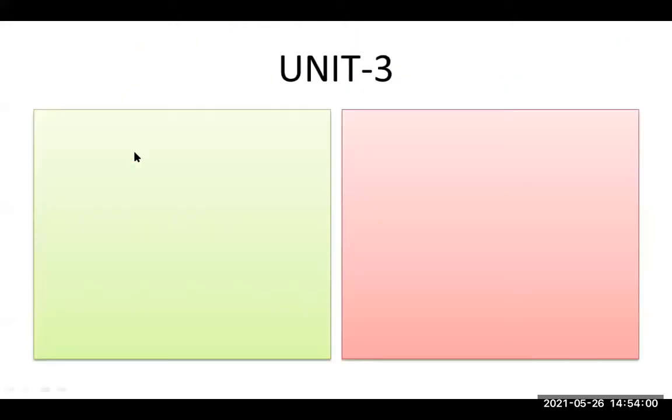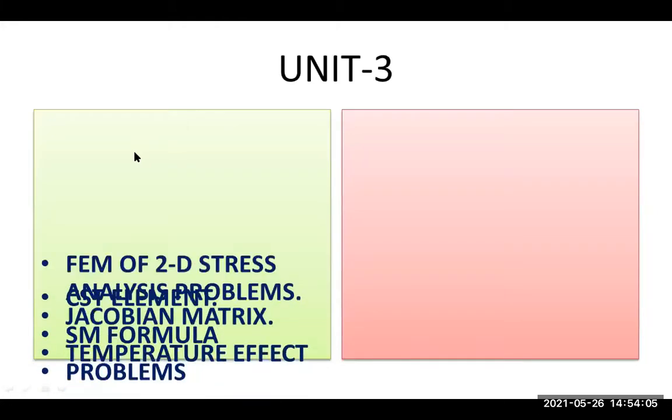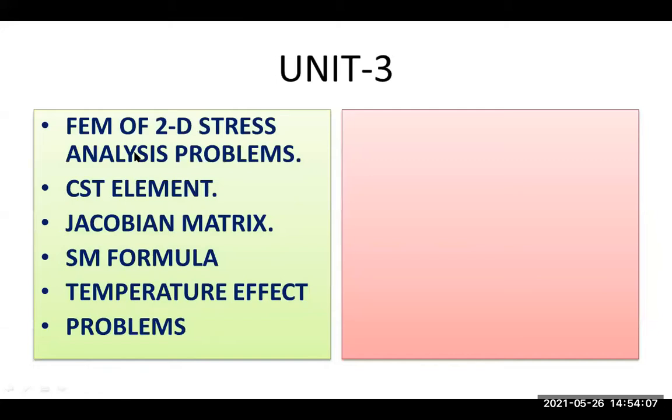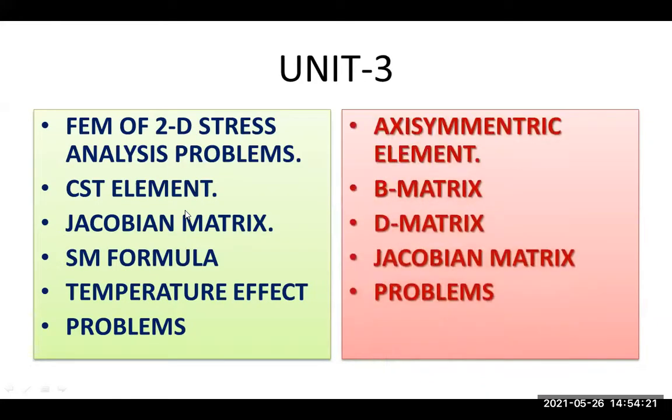Now, what are we going to deal with in unit number 3? In unit number 3, we talk about two parts, two sessions. One is called the constant strain triangle. That is the first part of unit 3. The second part is called the axisymmetric element. We are going to talk about the constant strain triangle in the first session, and the axisymmetric element in the second session of unit number 3.